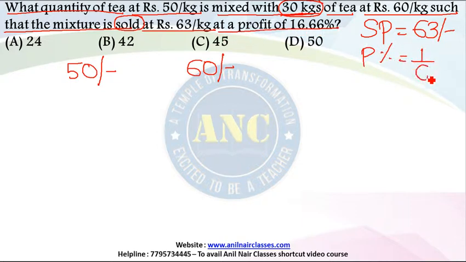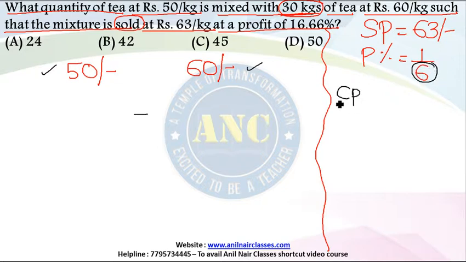Profit percentage is 1 by 6. 16.66 is 1 by 6, which I already taught in multiple classes. Same logic I will implement. This is cost price, this is cost price. I don't want some other person to come and sit as the resultant, which is selling price. Convert it to cost price. Denominator is 6. So cost price is 6. If it is profit percentage, numerator will represent profit.